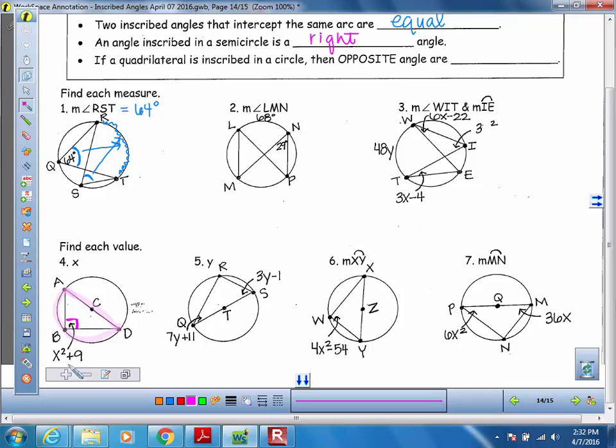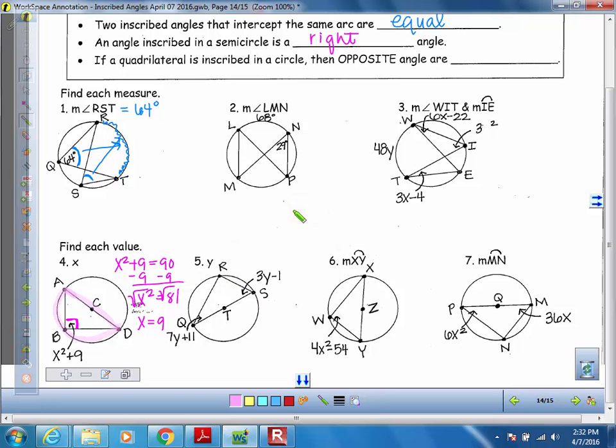To solve for x here, since this angle is x squared plus 9, and we know it's 90, we'd set it up as x squared plus 9 equals 90. To solve for x squared, we'd subtract 9. That'd give us x squared equals 81. Then we would take the square root, and x would equal 9. Does that make sense? So in all of these, 5 through 7, all of these angles are within a semicircle, so there's going to be a 90-degree angle in them.